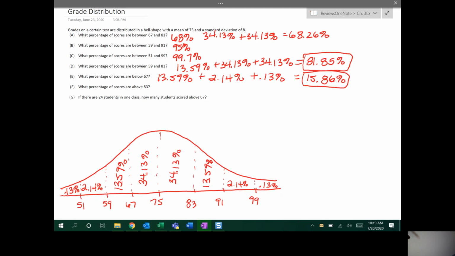And then very similarly, I just happened to pick this, but above 83, notice the percentages above 83 are the same three percentages we just did for below 67.